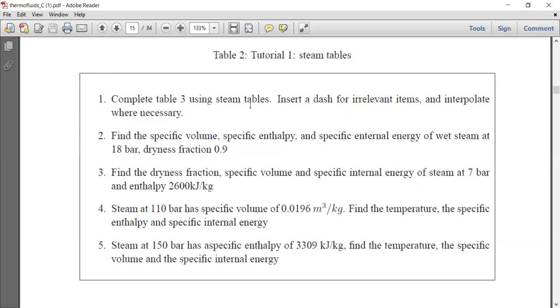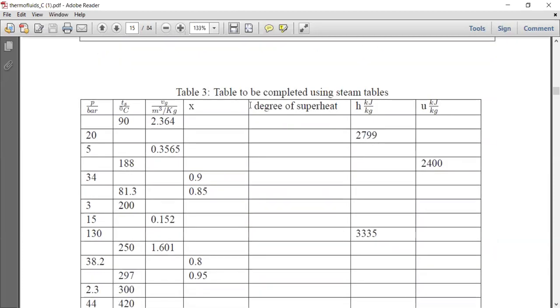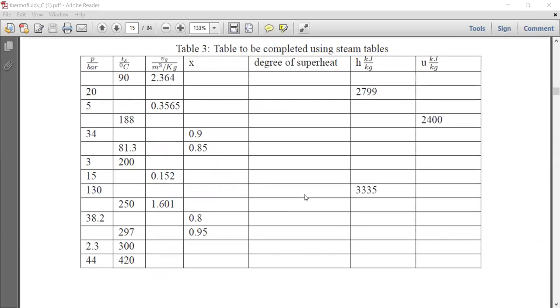So this is the same tutorial, and this is table 3. I will show you. Yes, this is the same table 3. So you need to fill this. Okay, you need to fill this.